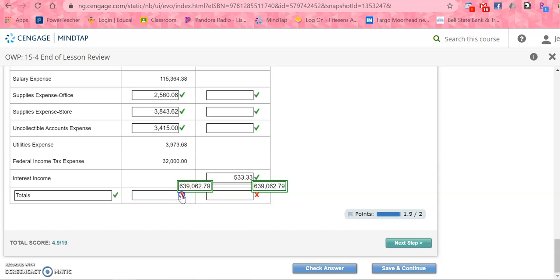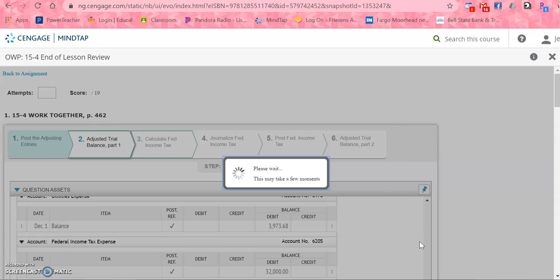And this is what they say the answer should be. We're going to ignore that, okay? So it's okay for you to totally leave these two blank and grade your step 2, okay? And then we're going to go ahead and go to the next step.